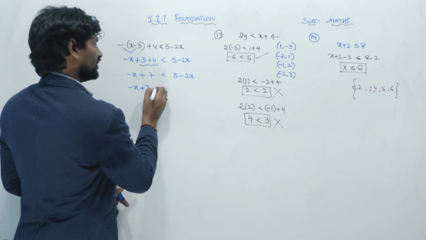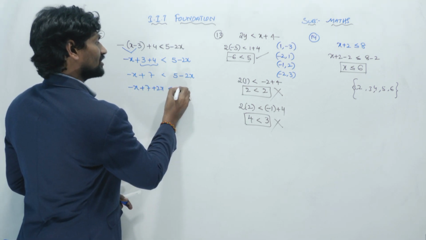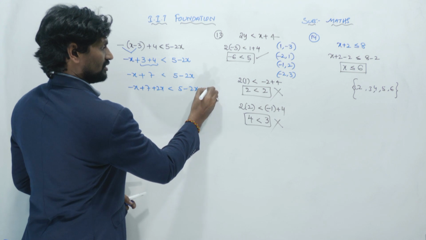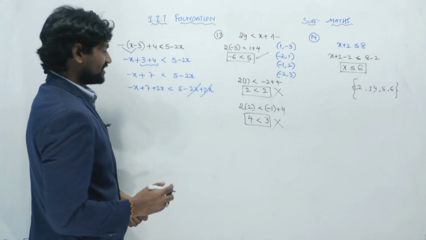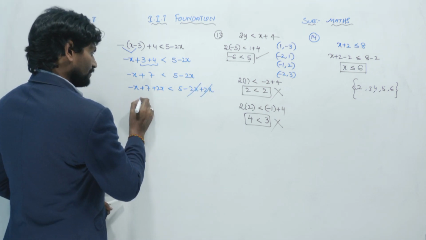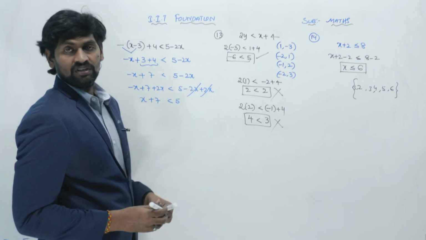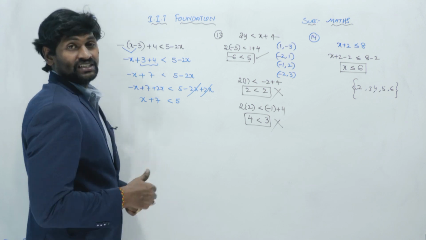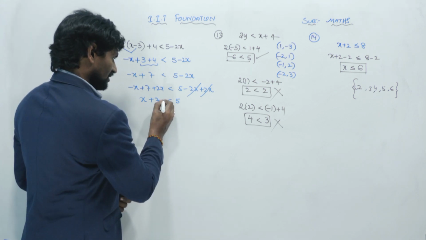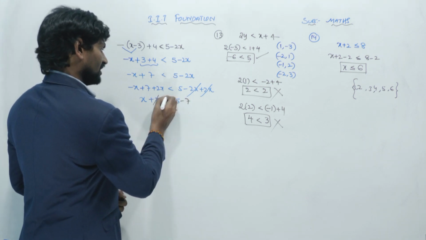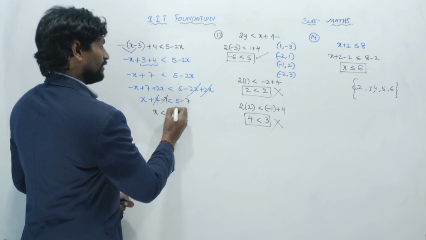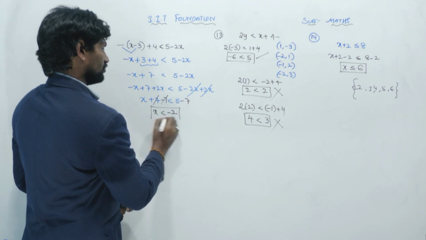Add 2x to both sides. So minus 2x plus 2x cancel. Here 2x minus x becomes x. Plus 7 less than 5. Now to remove 7, subtract 7 from both sides. 7 minus 7 cancel. 5 minus 7 is minus 2.